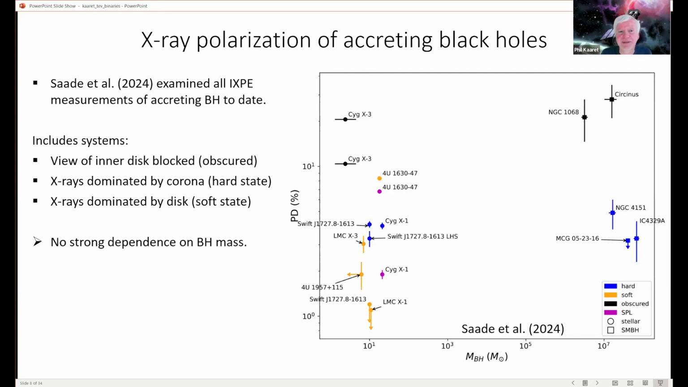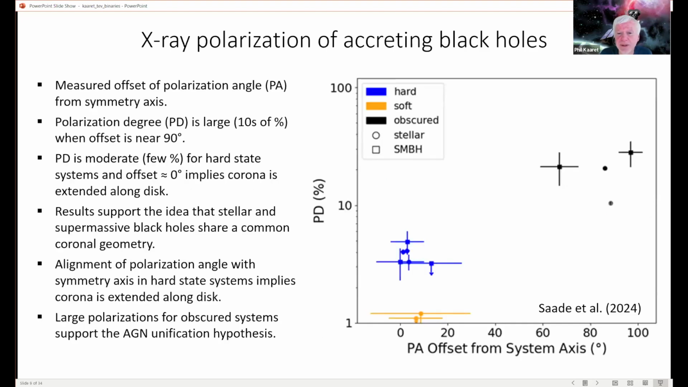The black hole sources actually identify sources in obscured, where the central object is obscured. So there's no strong dependence on the black hole mass, which argues for independence of the accretion geometry on black hole mass. The more interesting plots over here.